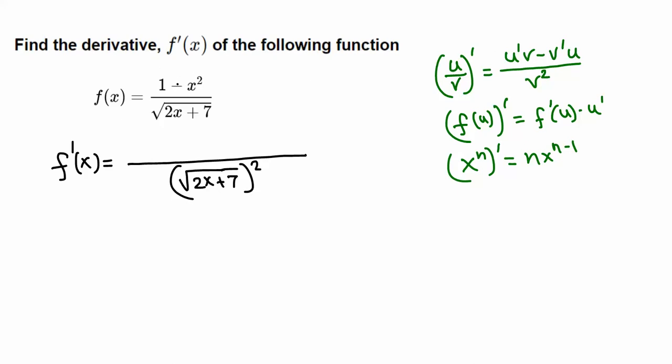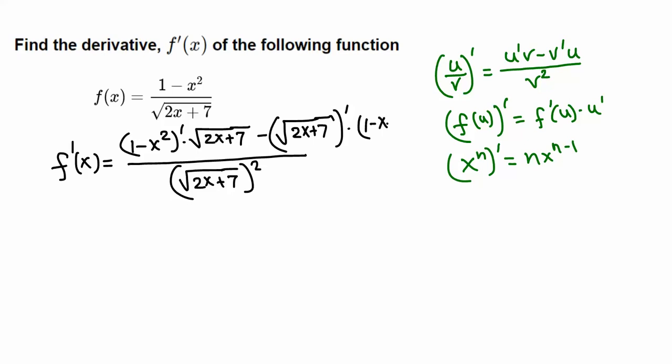So the derivative of the top, the derivative of 1 minus x squared, times the bottom v, which means root 2x plus 7, minus the derivative of the bottom, v prime, times u. So the derivative of 2x plus 7 times the top, which is 1 minus x squared. Okay, now we need to find the derivatives here because we have primes, and we are done.